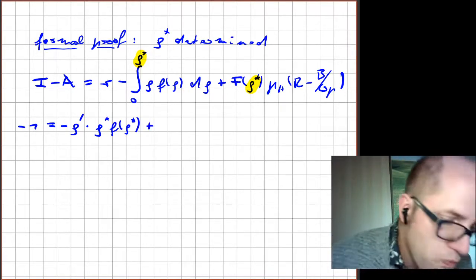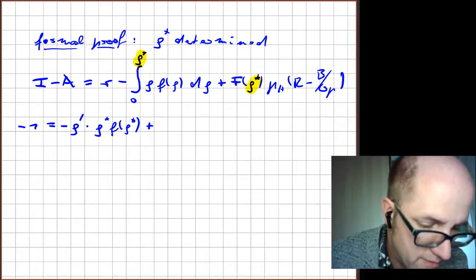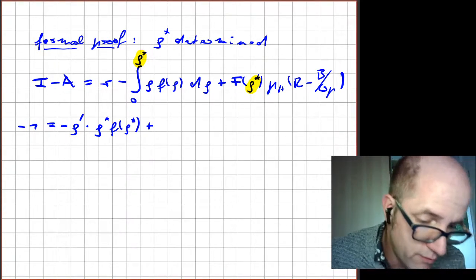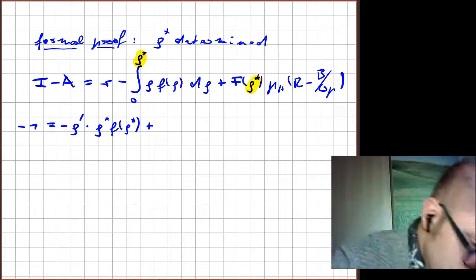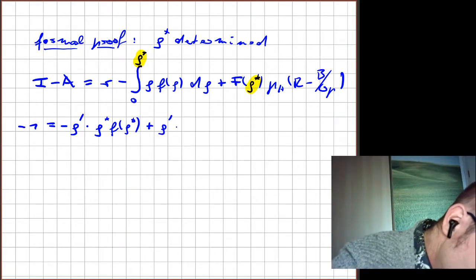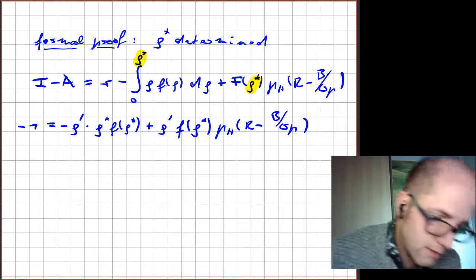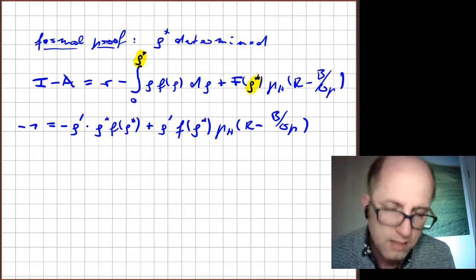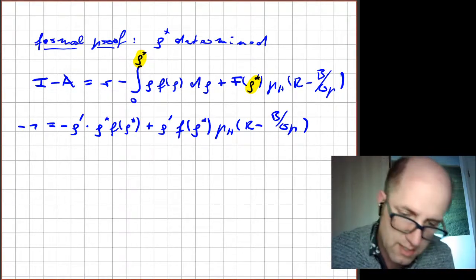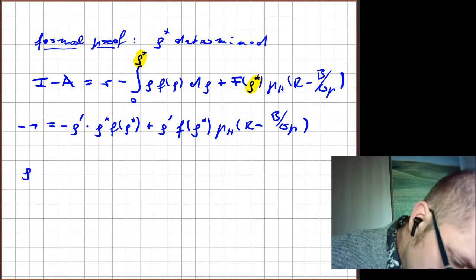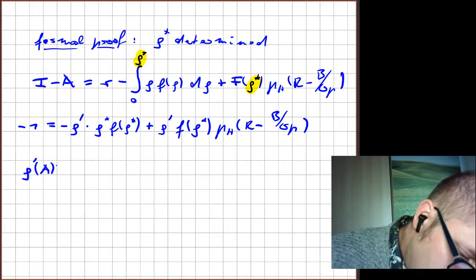plus, and now we have the derivative of f of rho star of A. So again, we have the inner derivative, that's rho prime, times the outer derivative, that's lowercase f of rho star, times pH times (R minus B over delta P), bracket closed. So which variable are we interested in now? We are interested in the rho prime of A.